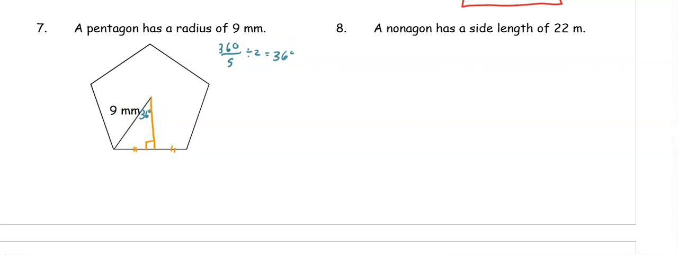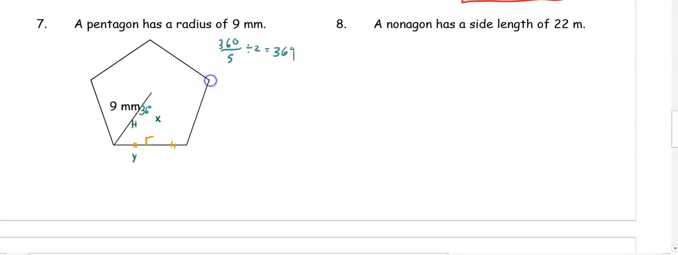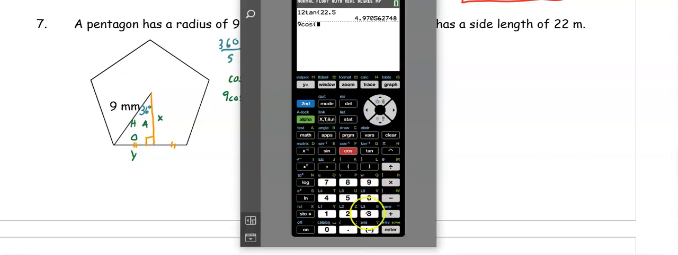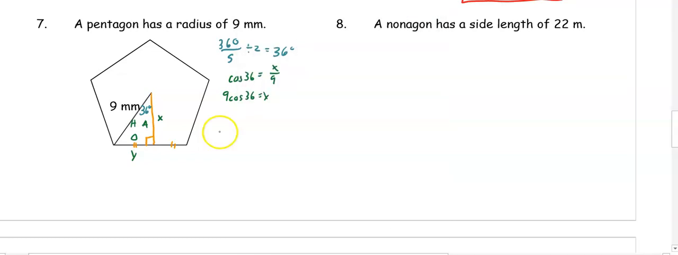So we need to find two things. We label our sides opposite, adjacent, hypotenuse. We're looking for x and y. So we're going to have to do trigonometry twice. So to find the apothem, which is x, we're going to do the cosine of 36 equals x over 9. We're going to multiply, 9 cosine of 36 equals x. Go to your calculator, 9 cosine of 36. And that's going to round to 7.3.